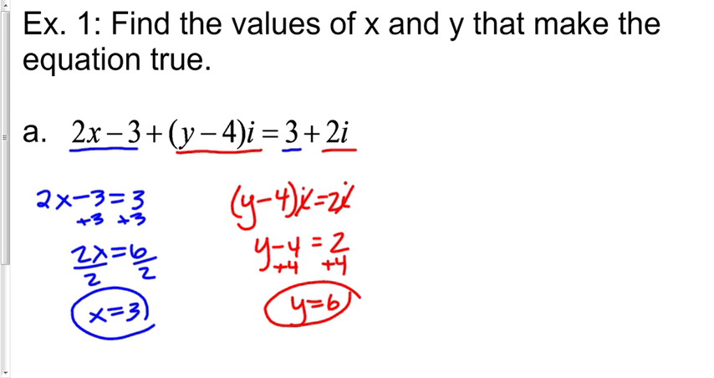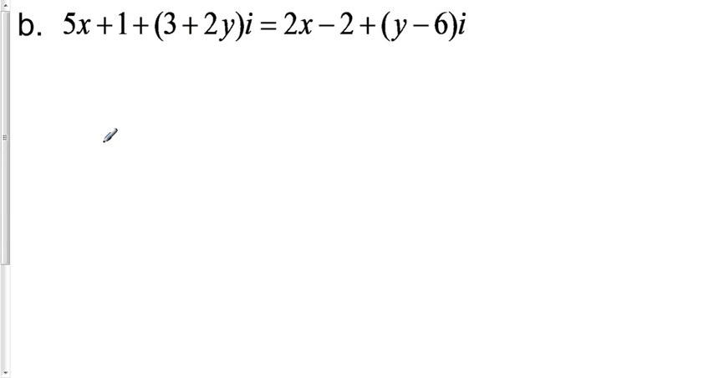Okay, so it's a pretty intimidating equation to begin with, but if you can pick out the real parts and the imaginary parts, you just set them equal to each other and figure out what the missing variable is. Let me show you another example. In this one, the equation's a little longer, but we can still figure it out.